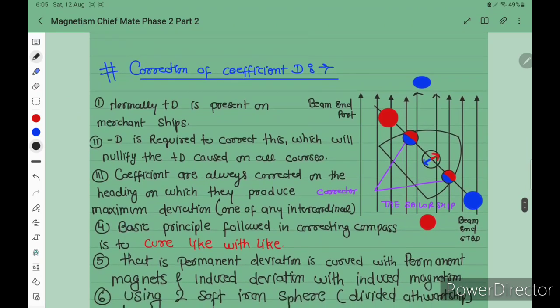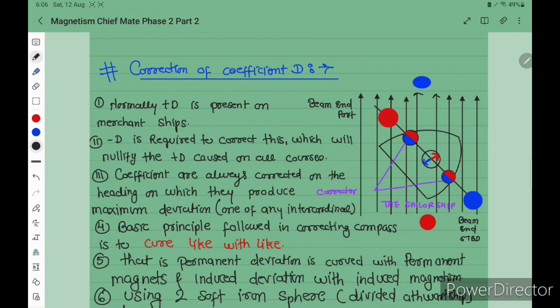Correction of D. See, the red is down on the south side and the blue is on top. This is earth magnetic. Now, vessel is heading northeasterly. So the beam on the starboard side is blue and the beam on the port side is red. So this coefficient is corrected by soft iron spheres, placed port and starboard in the athwartships direction.